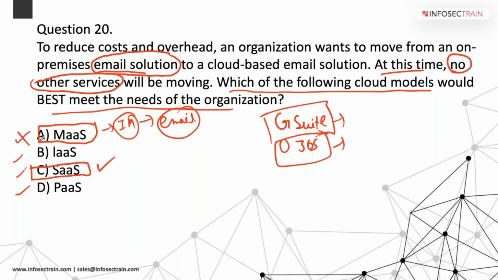Again, this is the best or optimum solution, the best suited scenario. So infrastructure is out, PaaS is out, we are left with MaaS and SaaS. MaaS is going to contain your instant messaging, like Facebook Messenger, Instagram, these kinds of things. While software as a service will contain G Suite, O365, which actually give you your email solution. So we will be going with the correct answer as SaaS over here, software as a service.